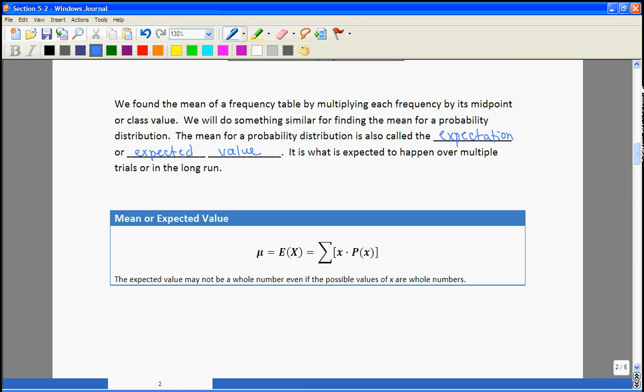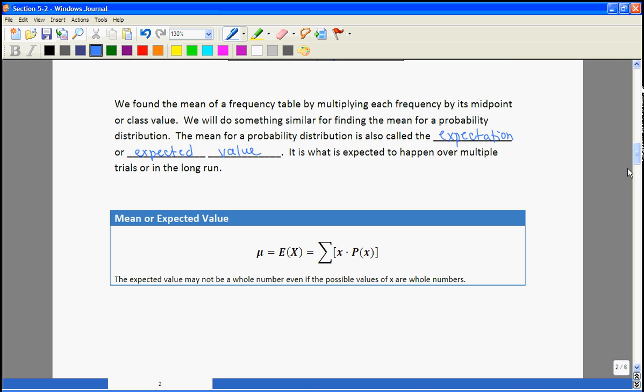This notation is used for expected value. Even though it's the exact same thing as the mean, you'll see that notation, so make sure you become familiar with that. And the formula tells us the sum of each X value times its respective probability. So each X value times its probability, then I add them all up, and that's going to be the mean.